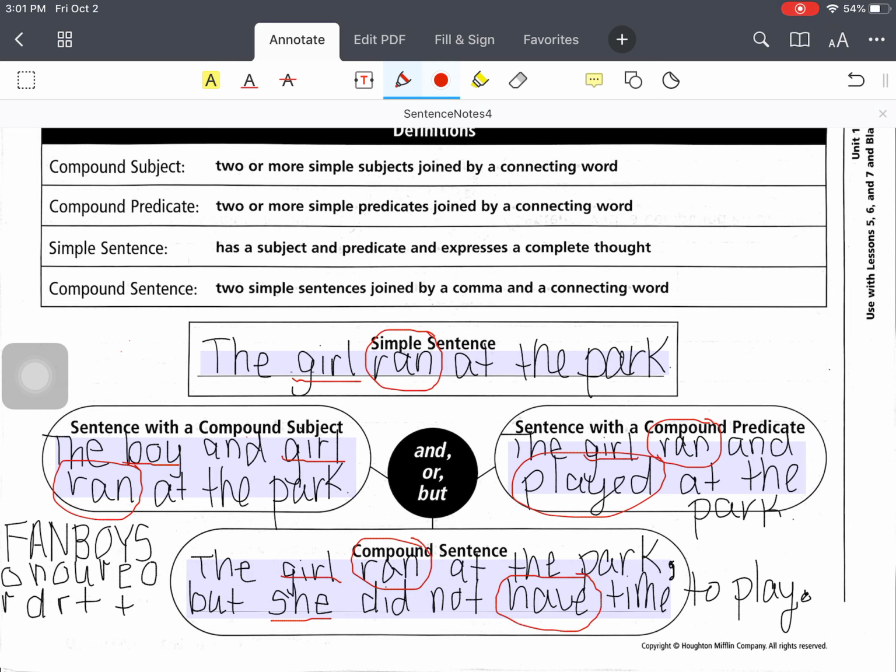Okay? So when you are doing compound sentences, make sure that you have a subject in the second part of that sentence, because a lot of people like to say something like, the girl ran at the park, comma, but did not have time to play. And if you do that, it's actually not a compound sentence because it's not two simple sentences. So make sure that both of your sentences have a subject and a predicate, and you are combining them with a comma and one of these fanboys.